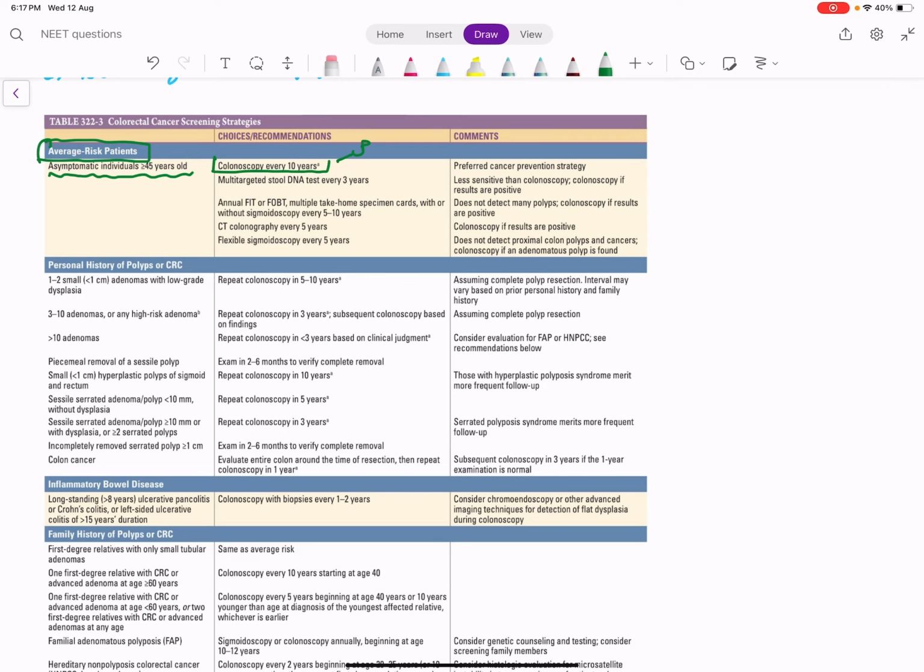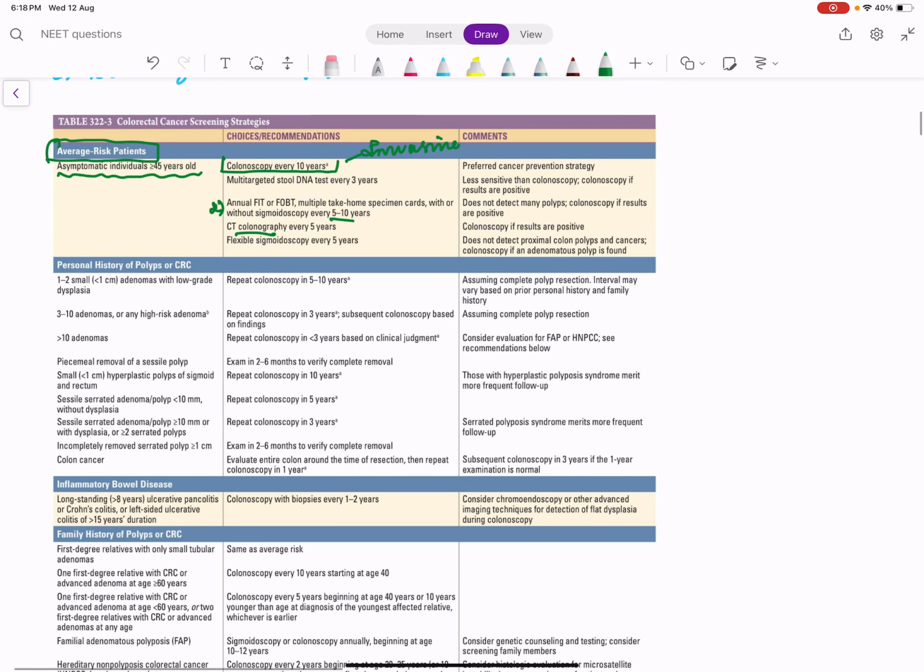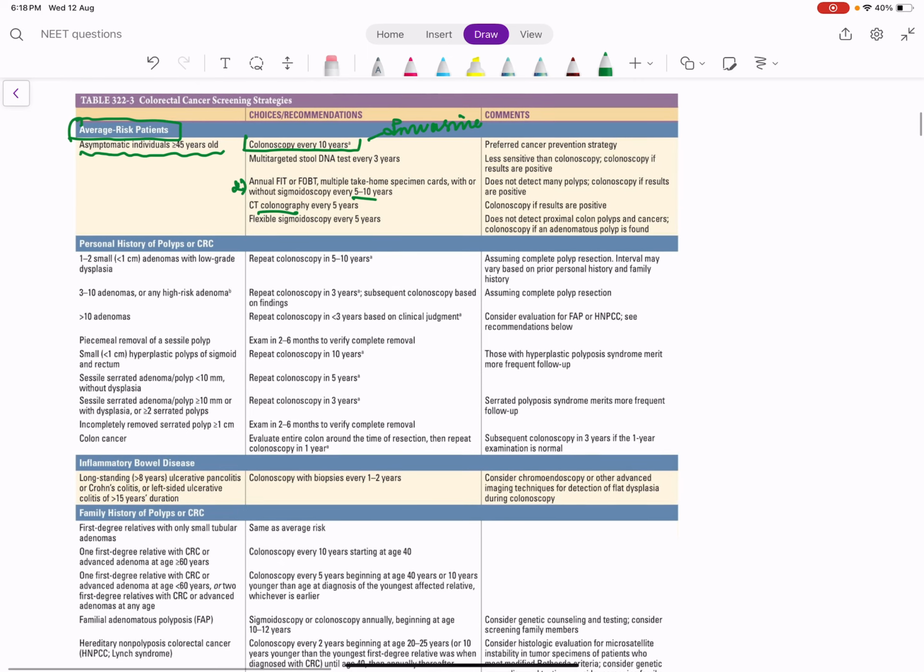But colonoscopy every 10 years is invasive. So we have other methods. For example, we can do just a stool occult blood test, which is also done every 5 to 10 years. Or we can do CT colonography. So, every 10 years colonoscopy.